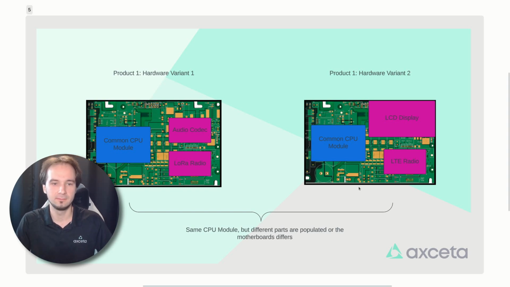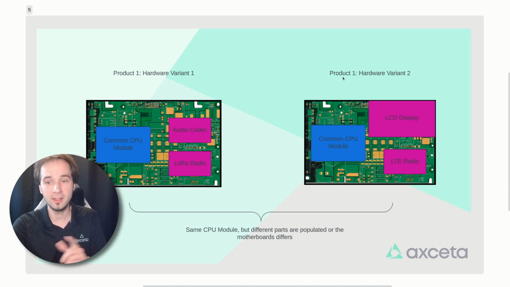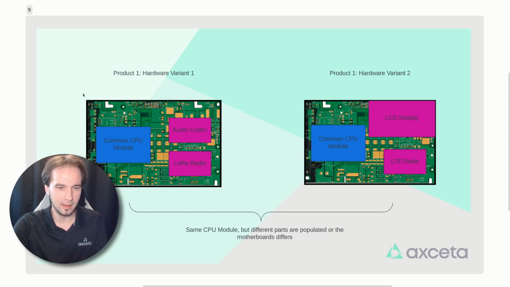Now, here's the context. Let's say that on the left we have product 1 with hardware variant 1. And on the right, we have the same product, so still product 1, but a hardware variant 2. That's a common use case we have with a lot of our customers. So on the left you have one PCB, on the right you have almost the same PCB. You have a common CPU module, so the same little blue square there.